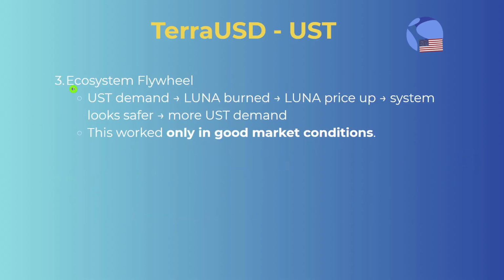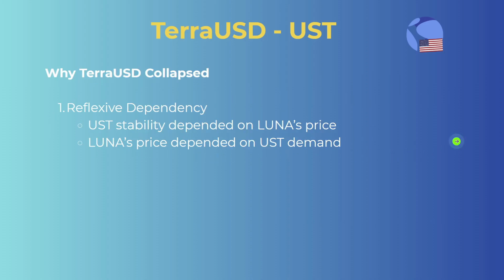So this was the ecosystem flywheel. UST demand brought Luna burned, and so Luna price goes up. The system looks safer, and so more UST demand. This worked only in good market conditions, of course.